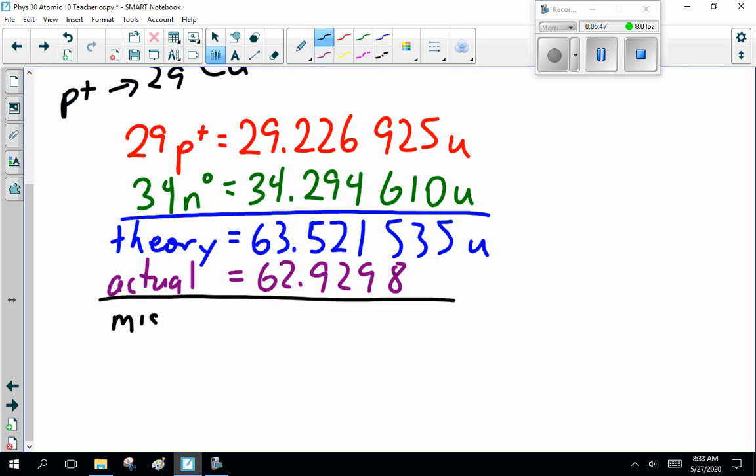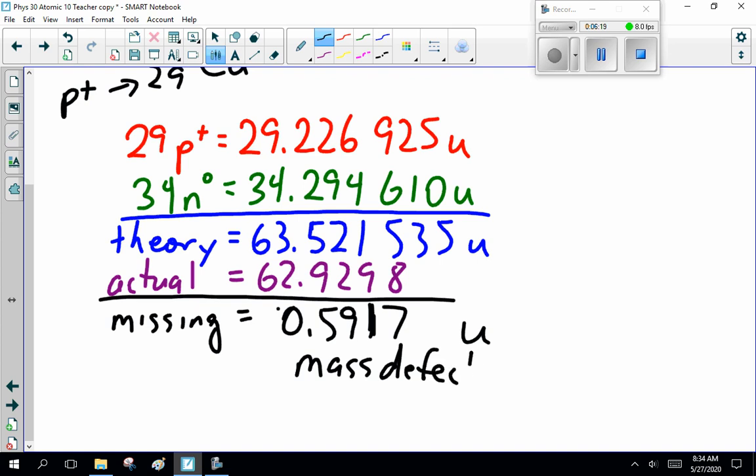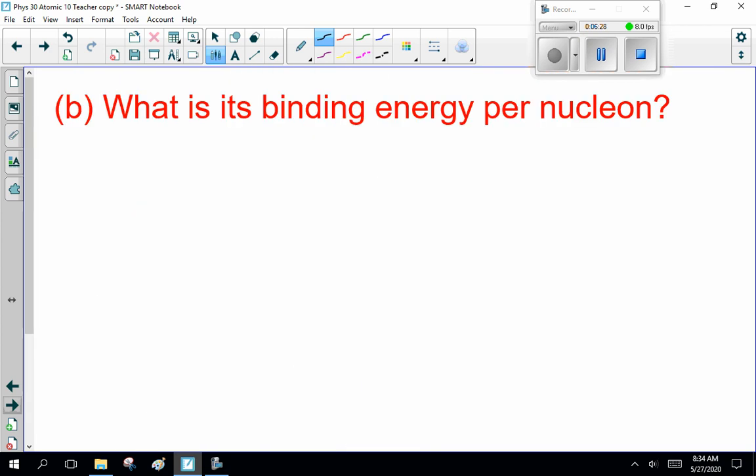So the missing mass is 0.5917 atomic mass units. And notice right about where the 7 is where we start counting the electrons. So yeah, we can round it off there, because we don't know the number of electrons, so that's as good as we can get for this. All right, so that's the missing mass, or the mass defect. Okay, now notice this is part A. Part B, what is the binding energy per nucleon?